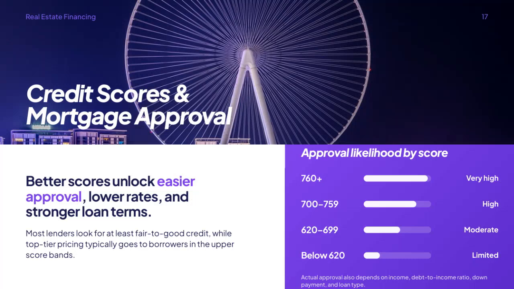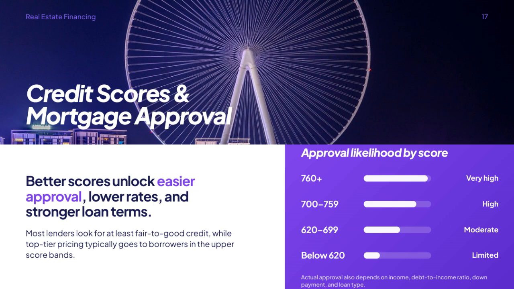When it comes to credit scores and mortgage approval, having a better credit score can make a big difference. Higher scores generally unlock easier approval, lower interest rates, and stronger loan terms, which can save you a lot of money over time. Most lenders prefer borrowers who have at least fair to good credit, but the best pricing and deal options usually go to those with scores in the upper tiers.